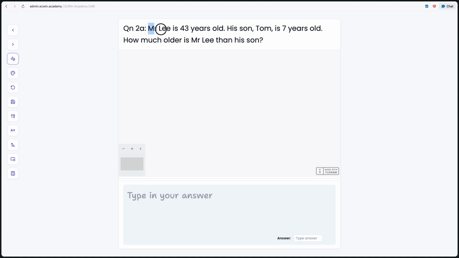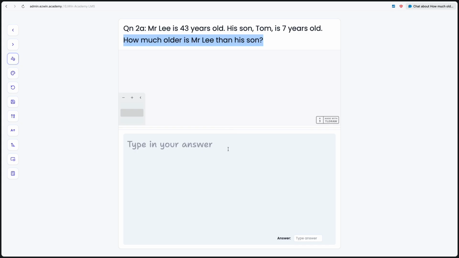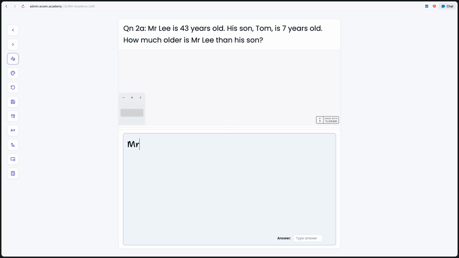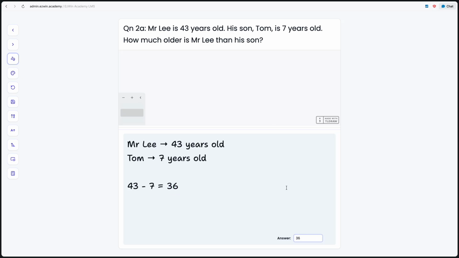Okay, next question says Mr. Lee is 43 years old. His son Tom is 7 years old. How much older is Mr. Lee than his son? Okay, so in this case, pretty straightforward. Mr. Lee is 43 years old, right? And then Tom is 7 years old. Okay, so how much older? So Mr. Lee, it's basically 43 minus 7. This will give us 36 years old. That's it. How much older? Mr. Lee is 36 years older than Tom.